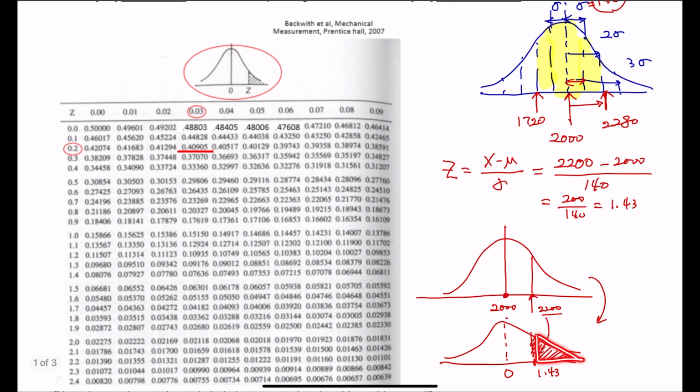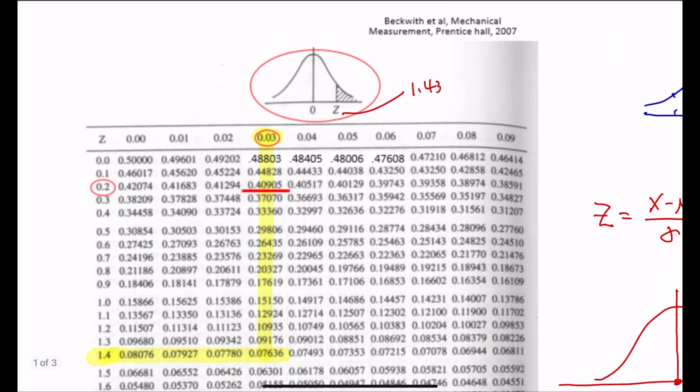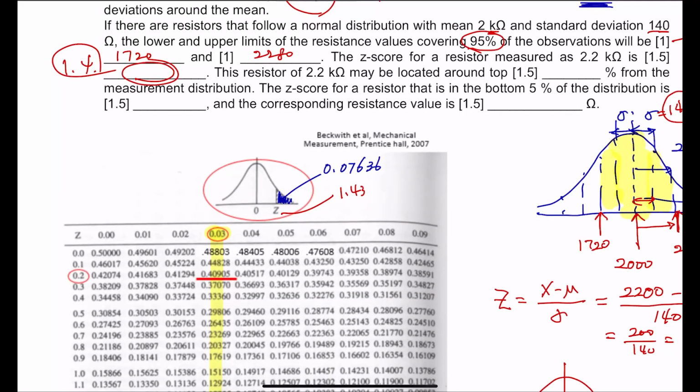So this colored area is what we're looking for, or this value is 1.43. Therefore, we can search from this table. My z is 1.43, so it's going to be this and that. Therefore, this value, this colored area, is going to be 0.07636. Okay? Therefore, this is going to be 7.6% from the measurement distribution. Does that make sense?